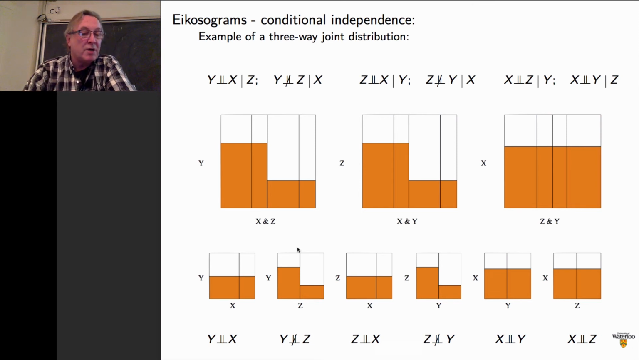And if I marginalize, taking the margins here, so just looking at Y and X, summing over all the Z's, Y and X are independent, pairwise independent. But Y and Z are not. Z and X are independent. Z and Y are not. X and Y are independent, and X and Z are independent. Okay? So independence structure gets very complicated.